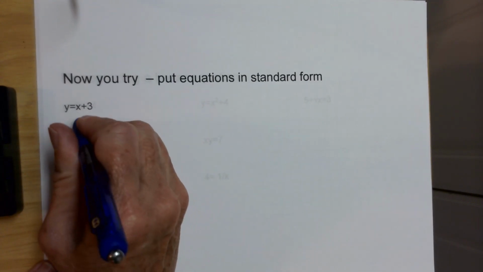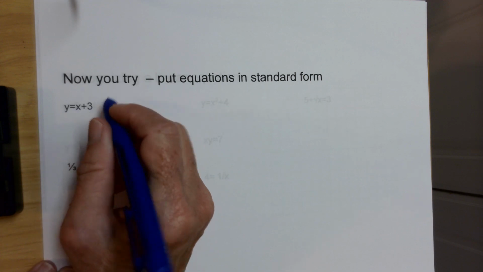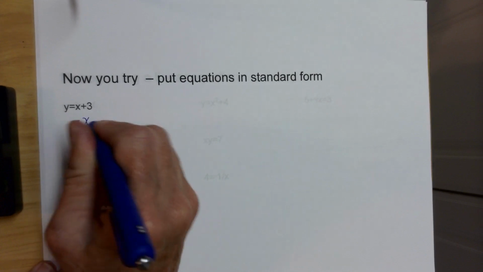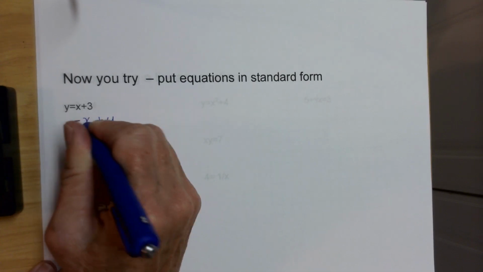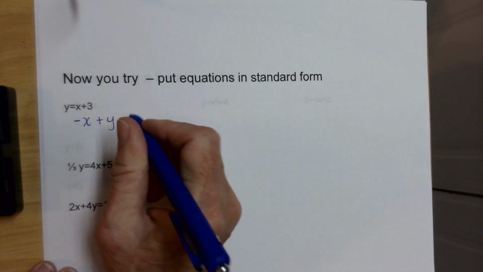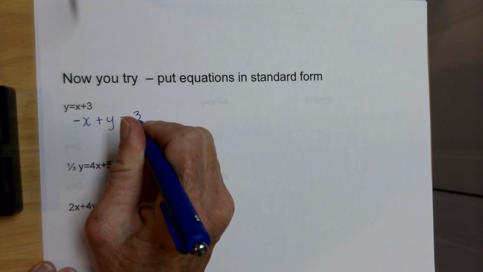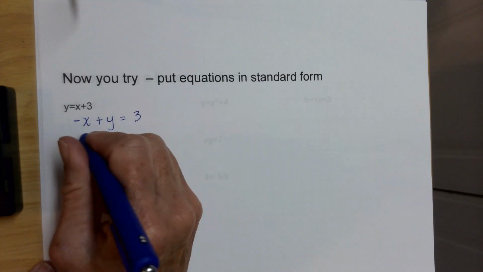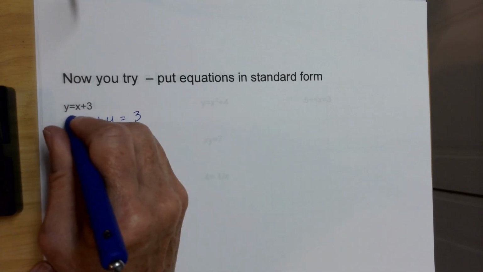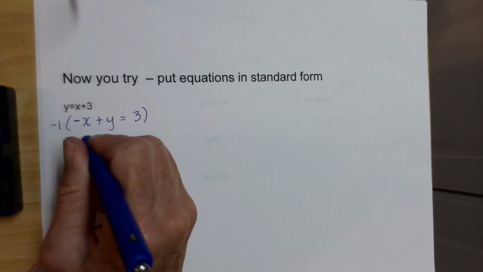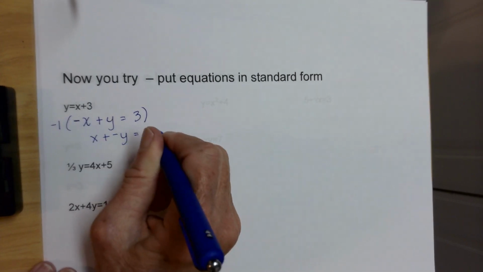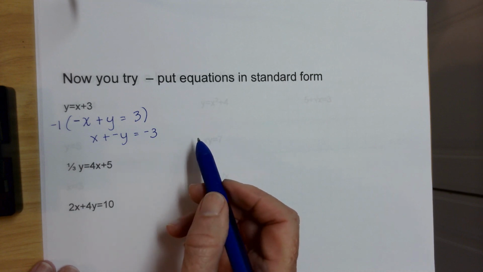This one, I'm going to go ahead and subtract my x, not the y, I'm sorry. So that's going to give me negative x plus y is equal to 3. But I have to multiply through to get rid of the negative on the a. So I multiply everything through by a negative 1, which is going to give me x plus negative y equals negative 3. And that would be in standard form.